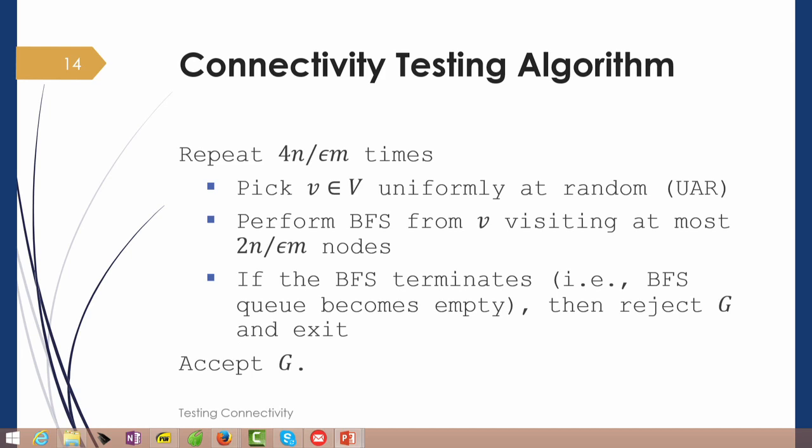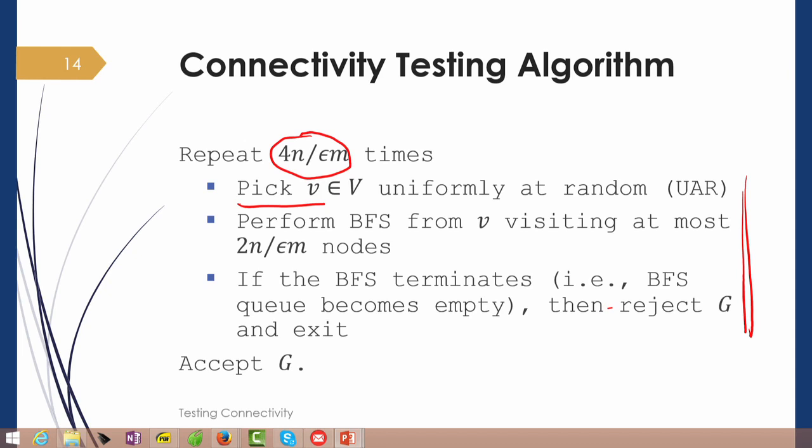So the algorithm is an iteration over a set of steps. For now, let's not get distracted by the number of repetitions. We're going to perform some number of repetitions, and each repetition is the following. We're going to pick a vertex V uniformly at random, and this is done under the hope that our random choice will land in a small component.